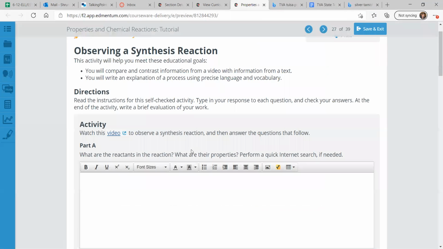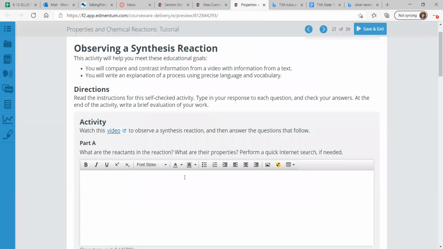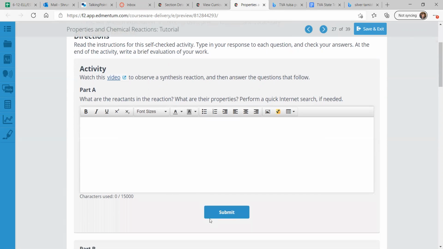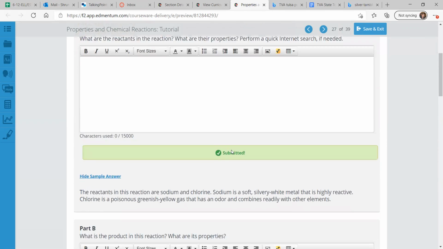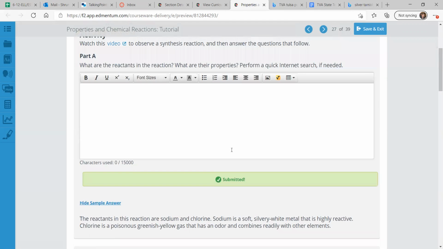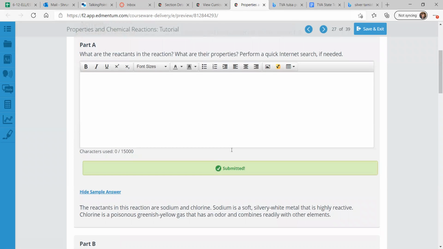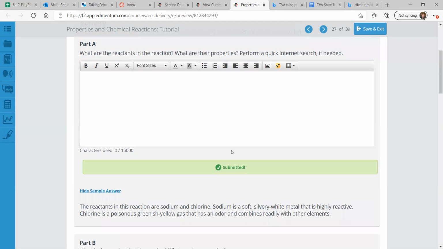Interesting. So let me hide that, get back to the questions. What are the reactants in the reaction? Remember, sodium and chloride. So if you don't know their properties, you can look it up if you need to. The reactants in this reaction are sodium and chlorine.